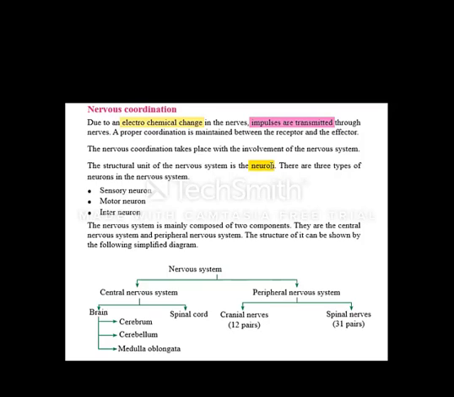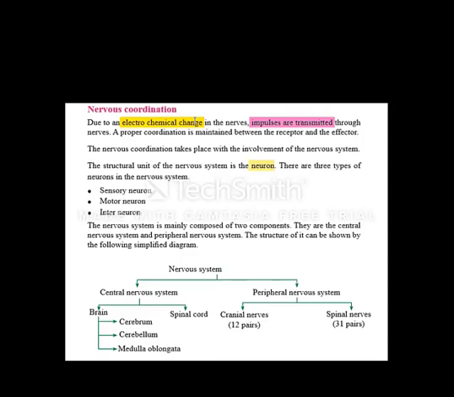Therefore, a large number of neurons will make up the nervous system. And so what does a neuron do? A neuron will transmit impulses. So how does that happen? The transmission of an impulse happens through an electrochemical change. So why is it called an electrochemical change in the nerves? That is because when you want to transmit impulses, the nerves have to generate an electric potential. This generated electric potential will therefore flow along the nerve from one nerve to another.